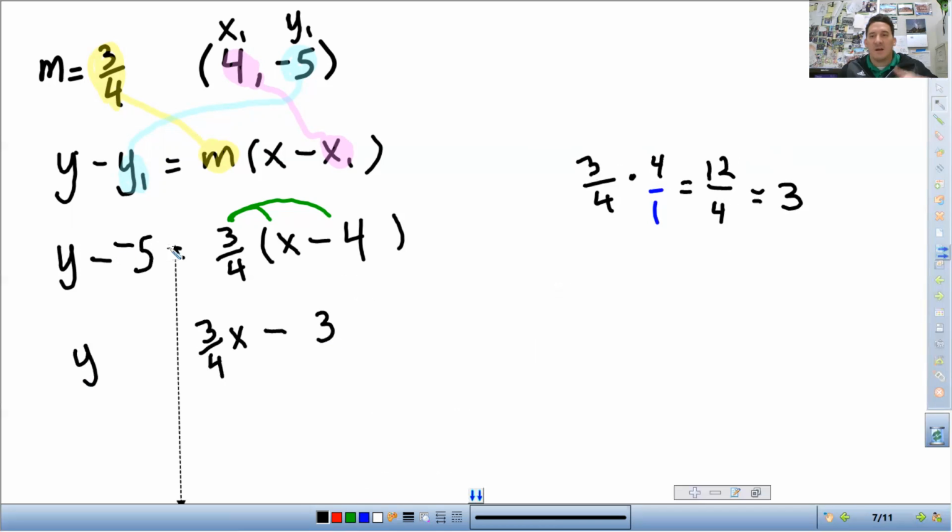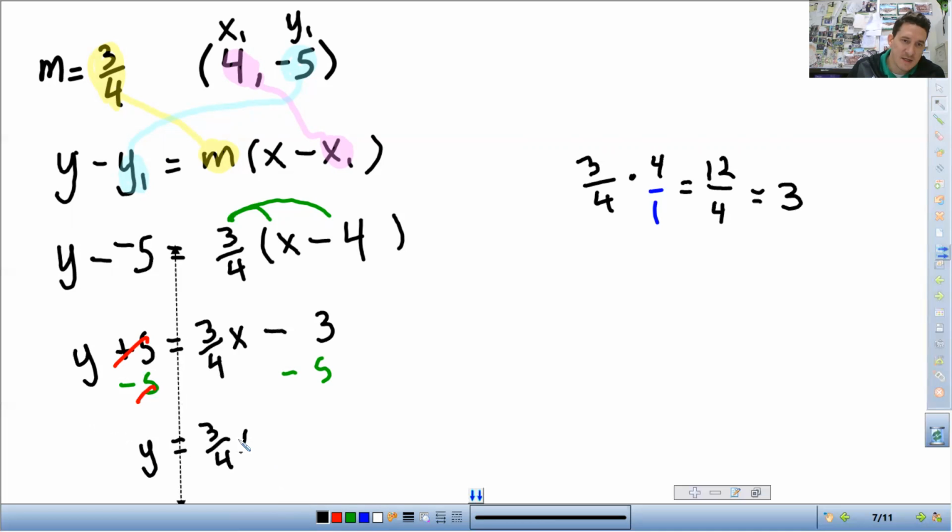Y minus a negative. Remember, minus a negative turns into a positive. So minus a negative 5 is actually plus 5. And then last step, just eliminate that 5 by subtracting. So that cancels out. You get y is equal to 3/4 x. Negative 3 minus 5 is negative 8.